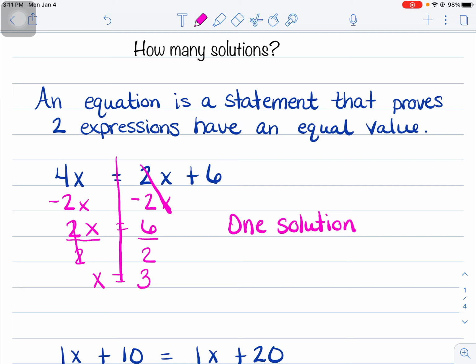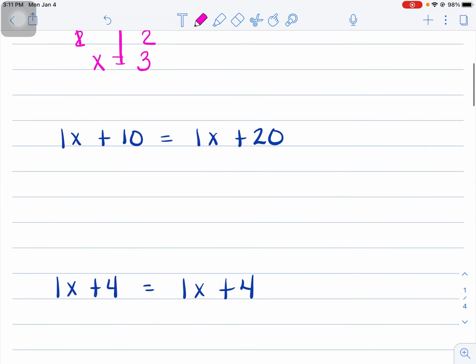Only one number is going to work. So we have to think about, if we put in a 3 for the x on the left side, we have to put in a 3 for the x on the right side. We can't put in different numbers. One solution works. So let's look at this next one.